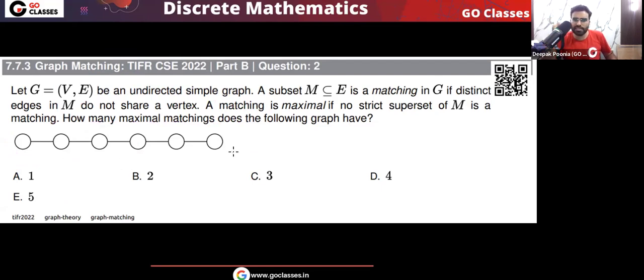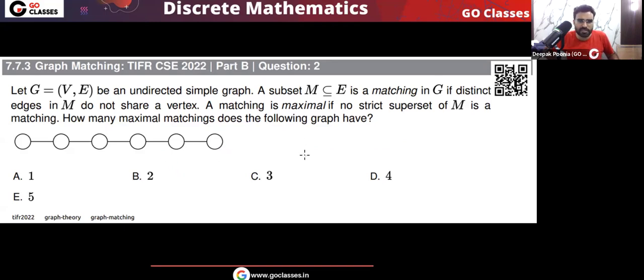But tell me, is this a smart method? If they give you, let's assume, a path graph on 10 vertices, or a path graph on 20 vertices, then will you count the number of maximal matchings manually? No. So there must be a smart method. If they are asking you to count the number of maximal matchings in a path graph, then definitely there must be a smart method.